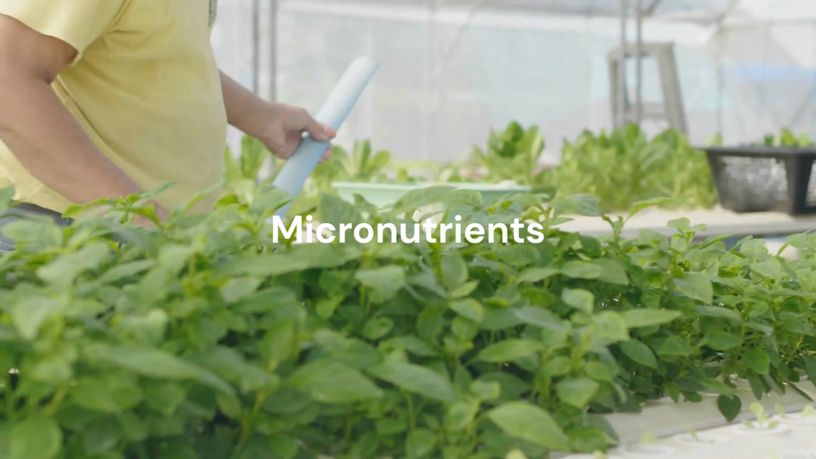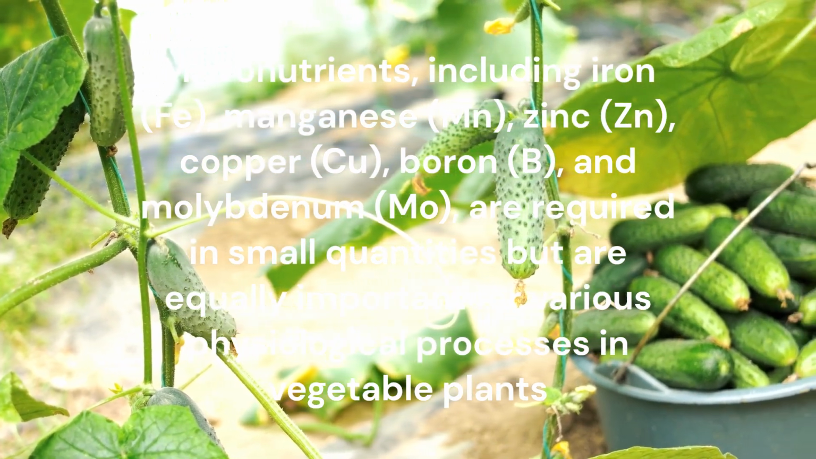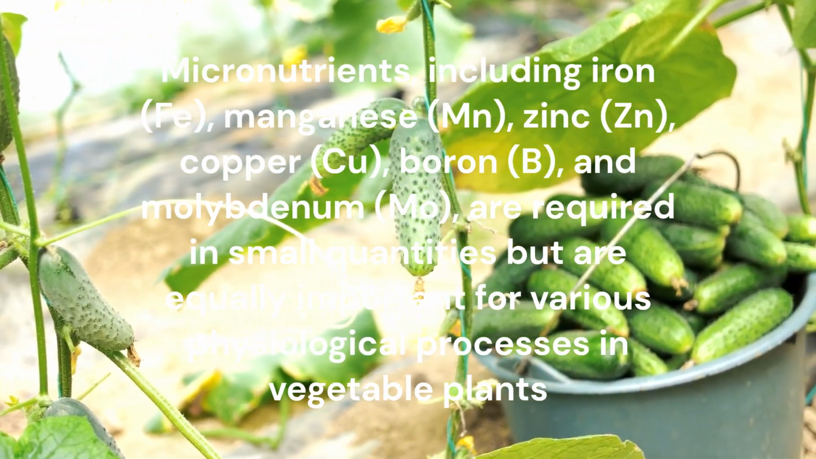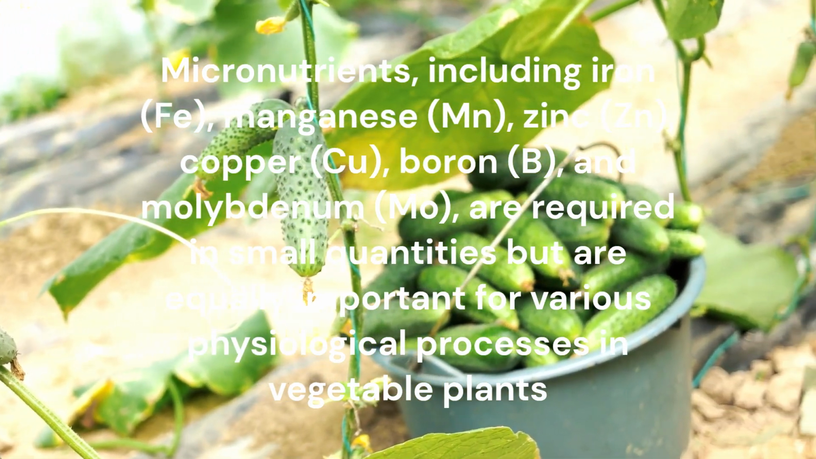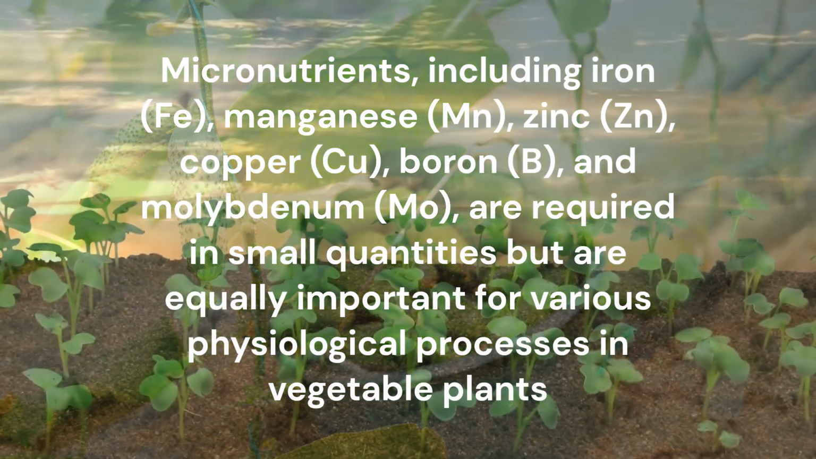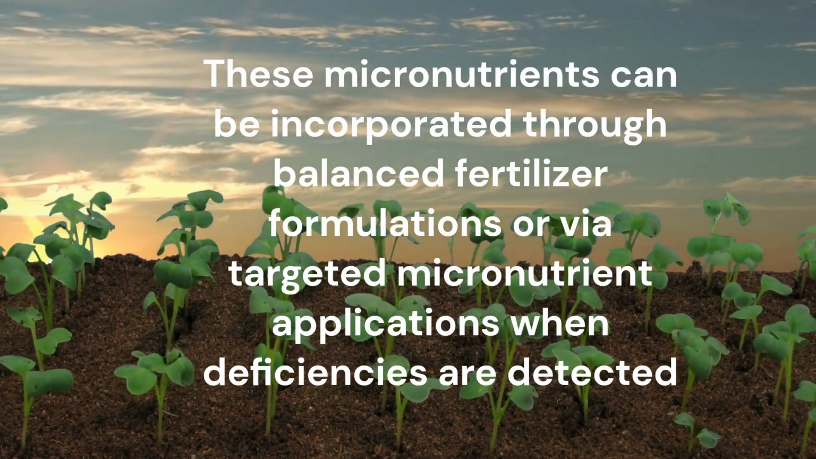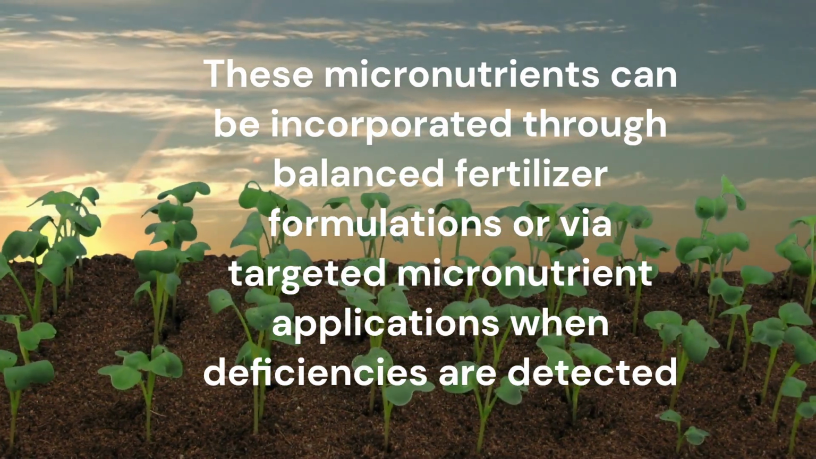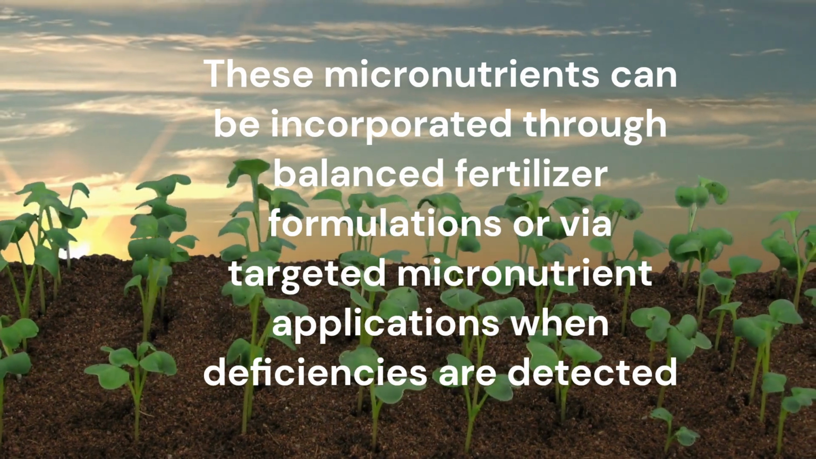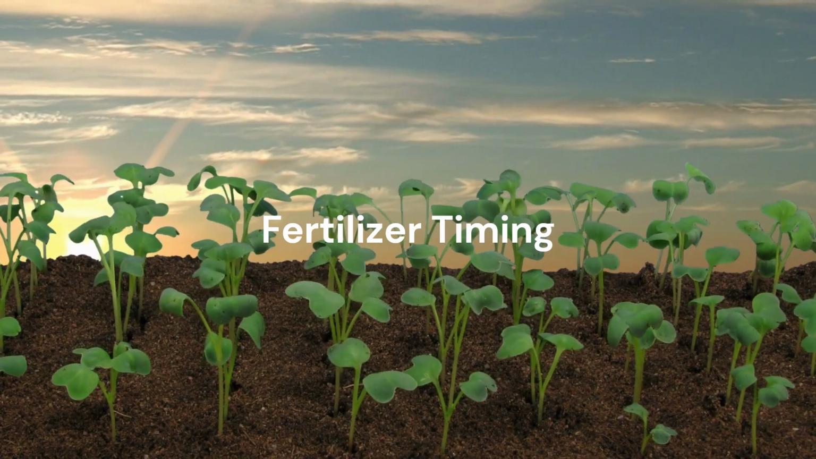5. Micronutrients. Micronutrients, including iron (Fe), manganese (Mn), zinc (Zn), copper (Cu), boron (B), and molybdenum (Mo), are required in small quantities but are equally important for various physiological processes in vegetable plants. These micronutrients can be incorporated through balanced fertilizer formulations or via targeted micronutrient applications when deficiencies are detected.